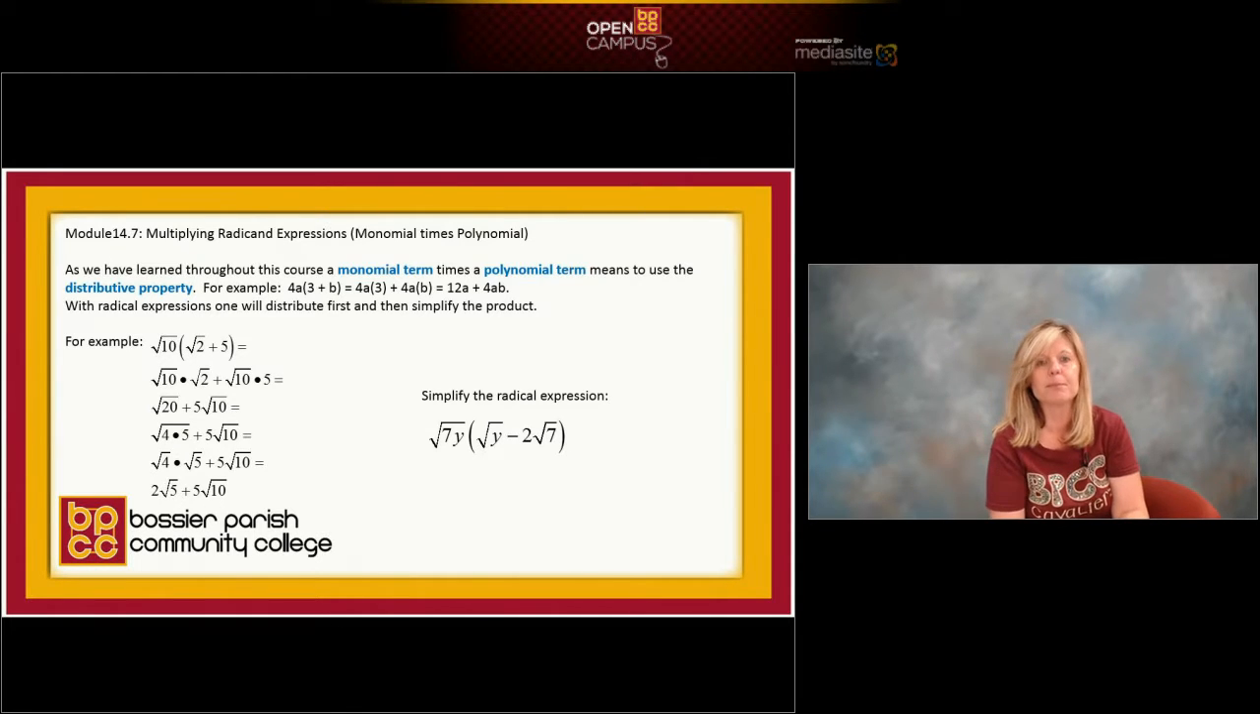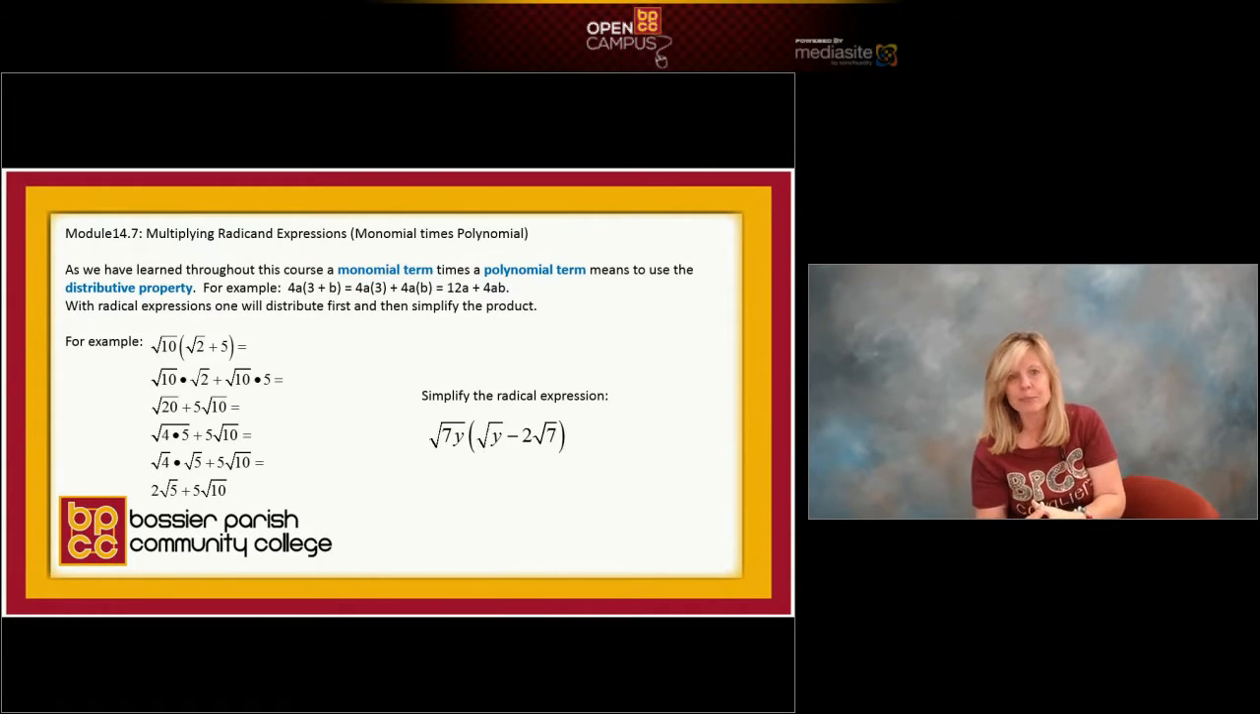So if you look at the example, I have square root of 10 times square root of 2 plus 5. On the outside, square root of 10 is a monomial. It's one term. On the inside, square root of 2 plus 5 is a binomial. That's two terms. And you know inside you can't add them because they're not alike. 5 is a whole number and square root of 2 is a radical. So we can't add them. So all we can do is distribute.